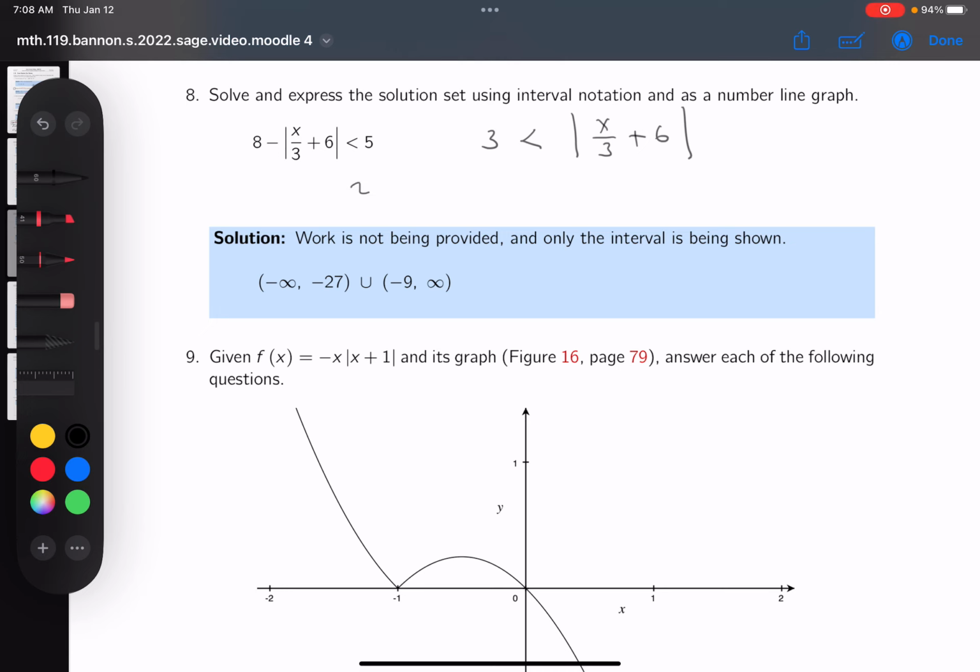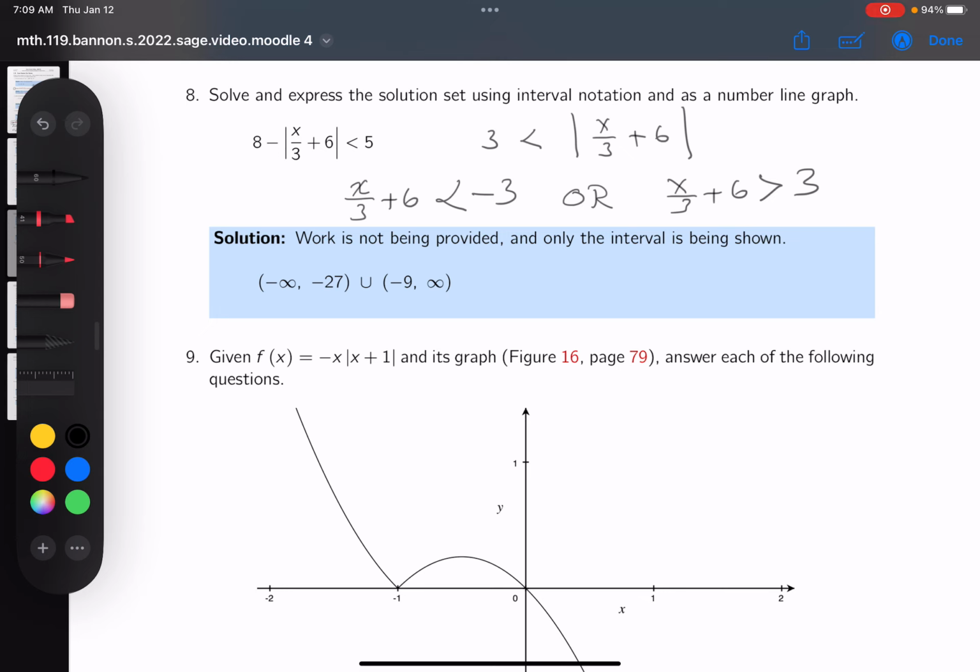So the x over 3 plus 6 could be below minus 3, or the x over 3 plus 6 could be greater than 3. There's 2 inequalities to solve now, and I want to solve each of them separately. So the first one I got is that x over 3 plus 6 is less than minus 3.